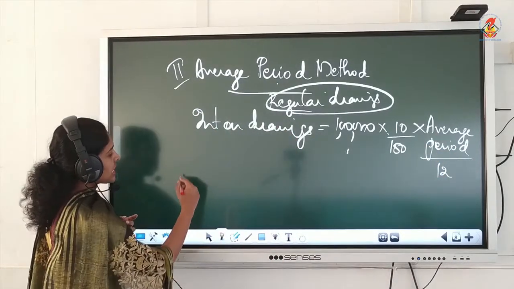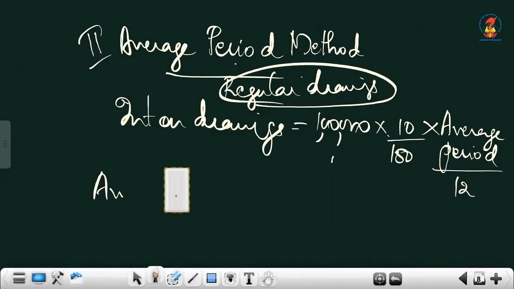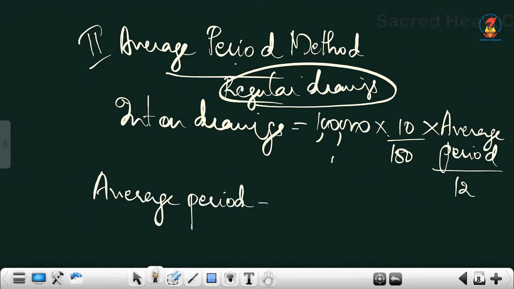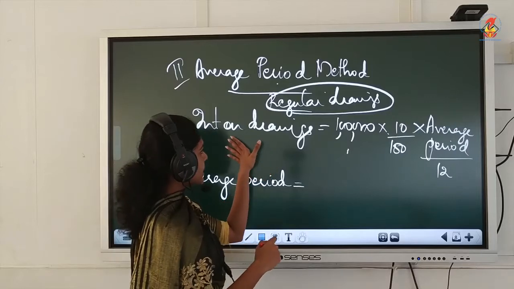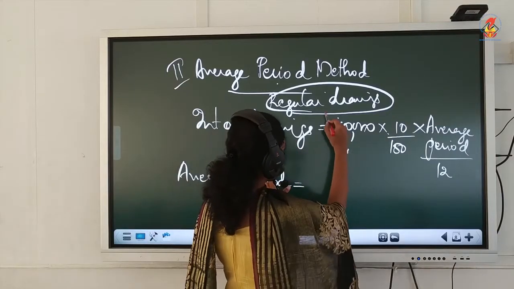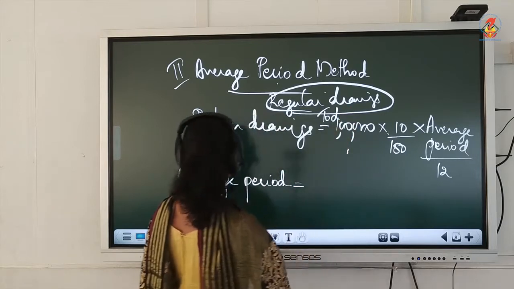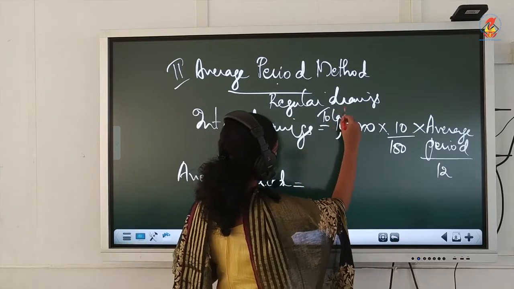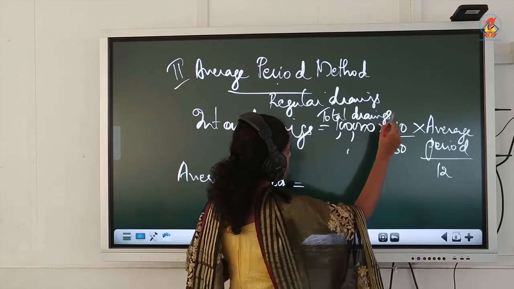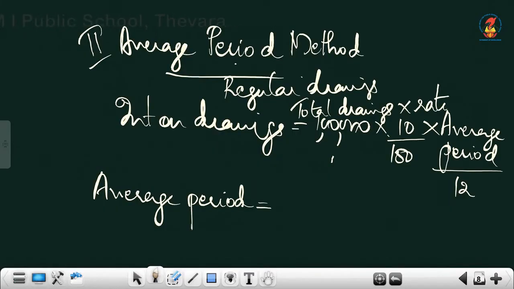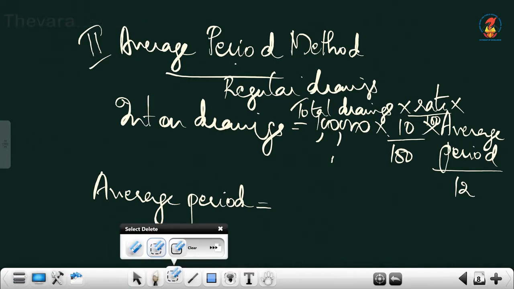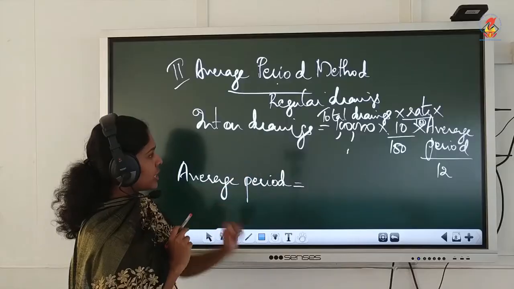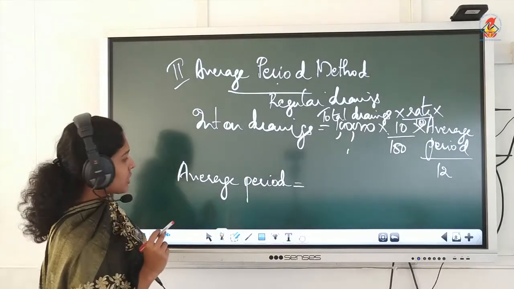Now we need to know what is average period, or how will you get this average period. Average means total divided by number. So here the formula you can write like this: interest on drawings is equal to, instead of writing 1 lakh and all, you can write total drawings, 1 lakh means total amount withdrawn, total drawings into rate by 100 into average period by 12. Total drawings into rate by 100 into average period by 12.